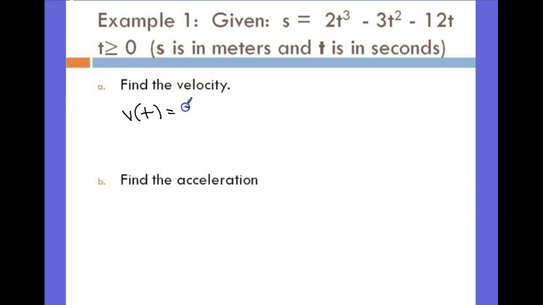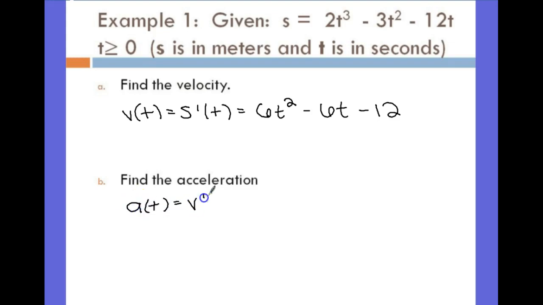So v of t is s prime of t, or in this case, 2 times 3, which is 6t squared minus 6t minus 12. Acceleration is the derivative of velocity. So the acceleration is 6 times 2, which is 12t minus 6.